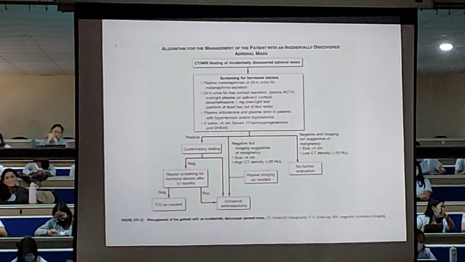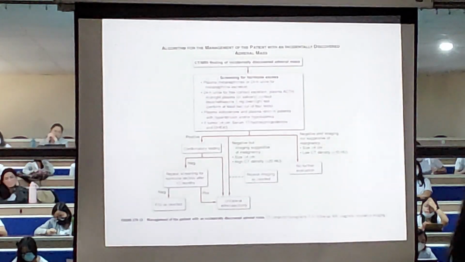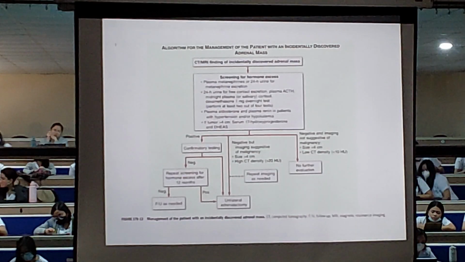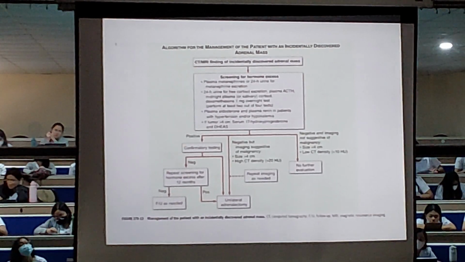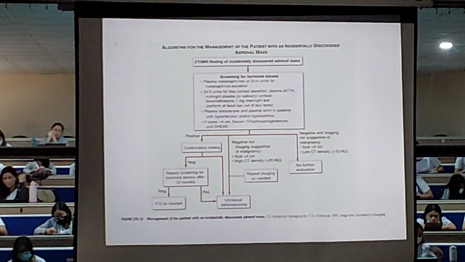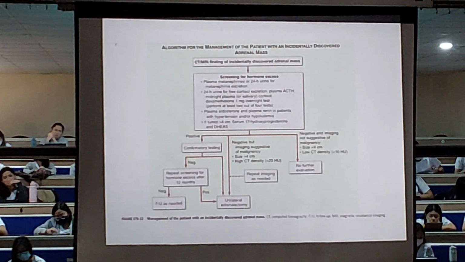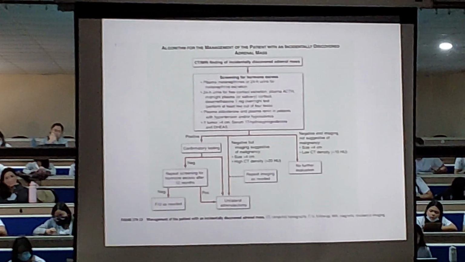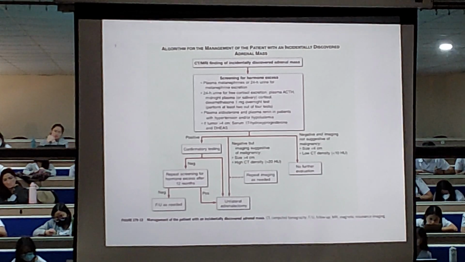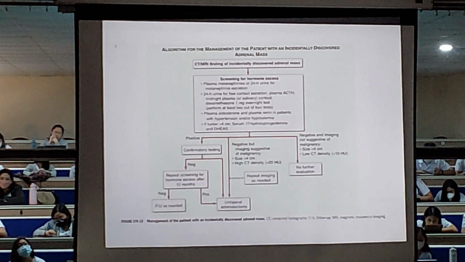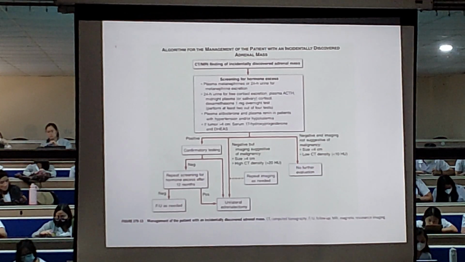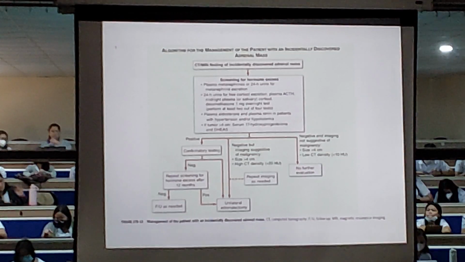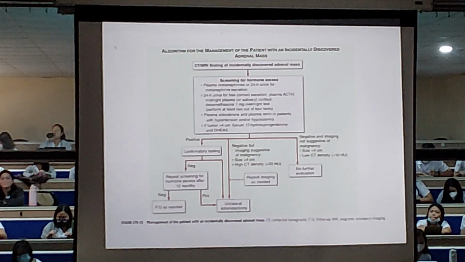So this is the algorithm of how you go about the diagnosis of incidentally discovered masses. These are incidentally discovered masses, discovered through CT scan. If you have discovered that the patient has an adrenal mass through CT scan, and the patient has no clinical manifestation, then you need to proceed with those screening tests.